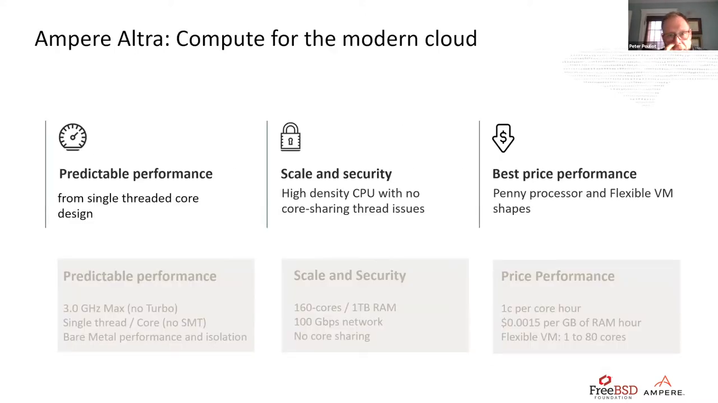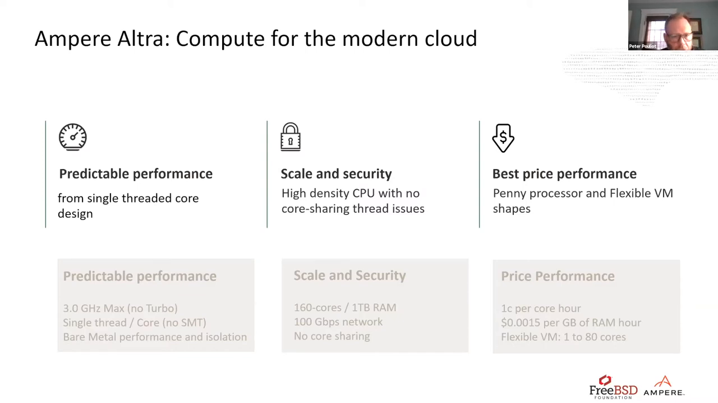And then a little bit about the Ampere Altra. So the core tenets of what we designed into the chip are things that we talk about specifically, like predictable performance. Essentially, the Ampere Altra uses a single thread per core. Because of that, it causes predictability.